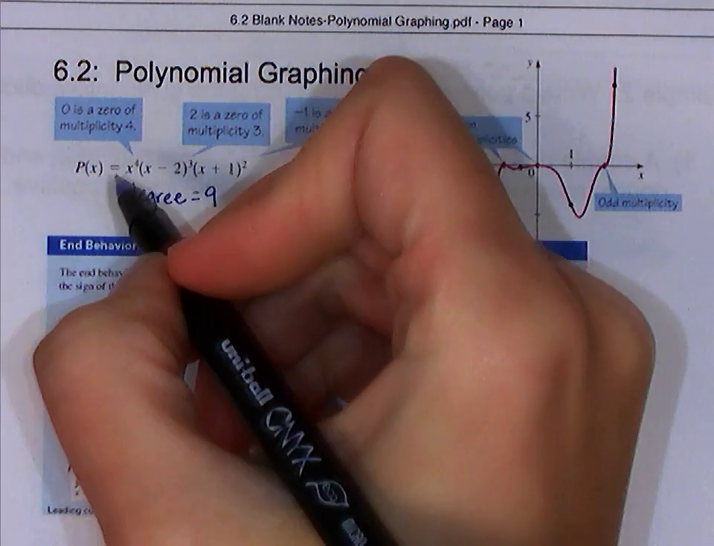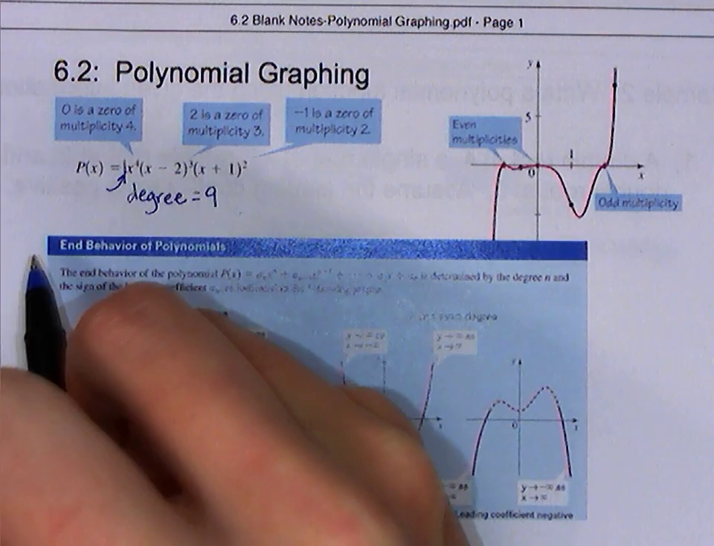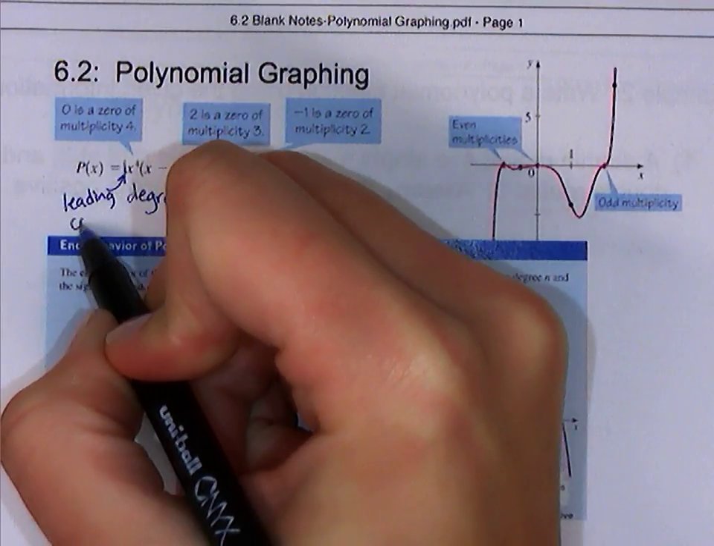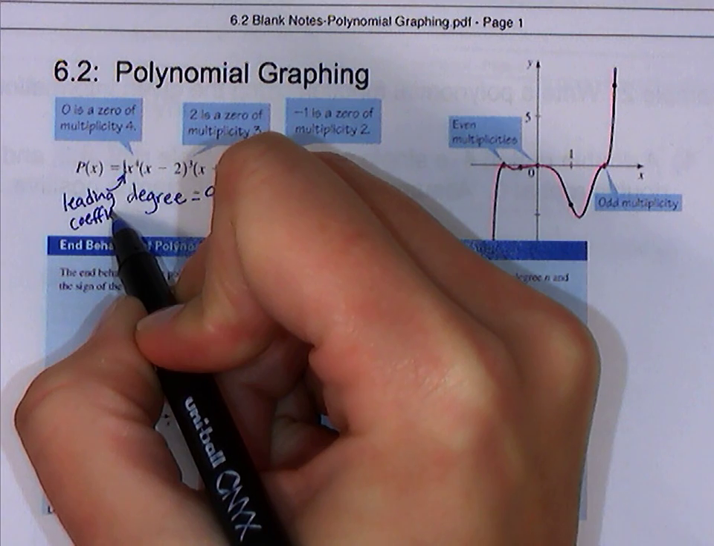The leading coefficient is this number that's like your a value on a quadratic. That's called the leading coefficient. That is going to help you determine your end behavior.